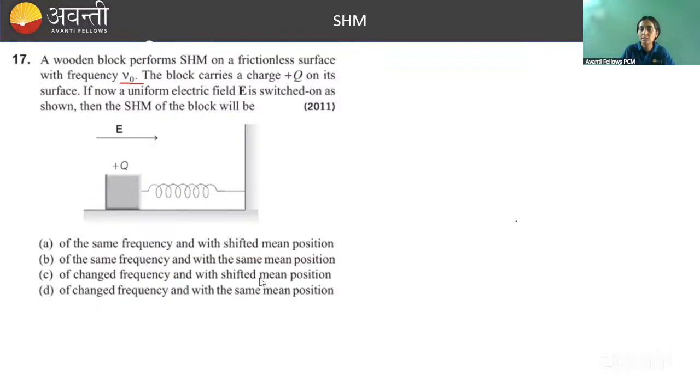The block carries a charge plus Q on its surface. Initially, when there is no electric field, the frequency of the system's SHM is V naught. Now we are switching on the electric field, as shown in the figure. Then the SHM of the block will what? Will the frequency change?